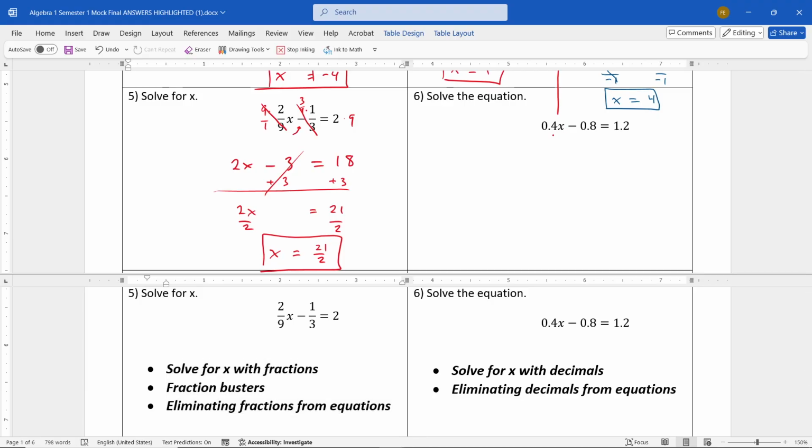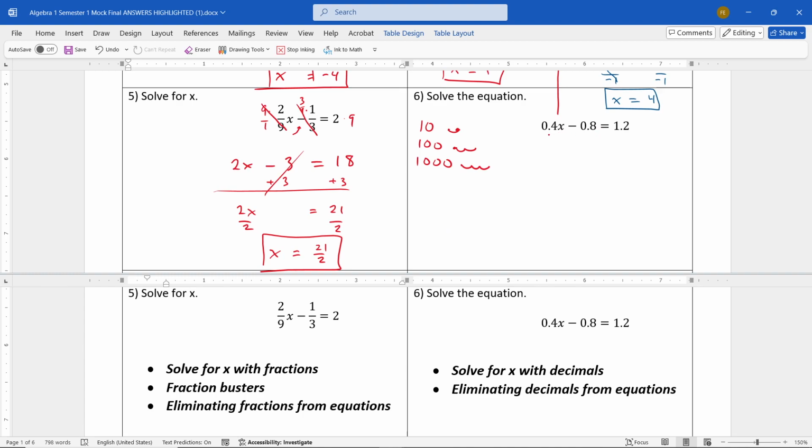This is still fraction busters, but in this case, you want to clear decimals. So either you'll multiply by 10, by 100, by 1,000. It just depends how many times you want to move the decimal. If you multiply by 10, the decimal will move 1 time. Multiplying by 100, the decimal will move 2 times. And by 1,000, the decimal moves 1, 2, 3 times.